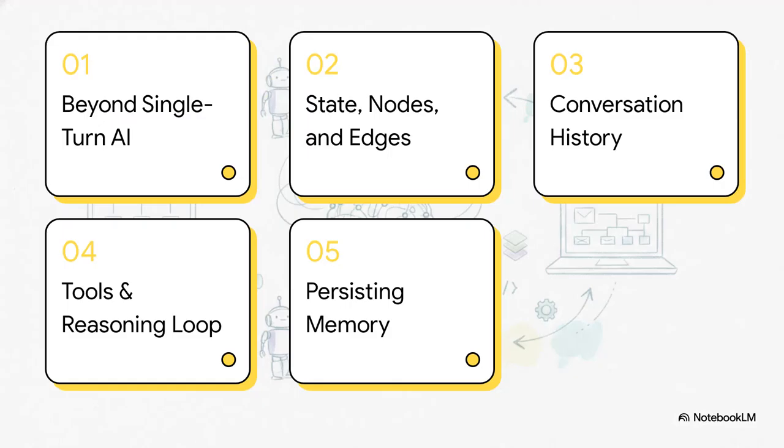So, here's our roadmap for today. First, we'll look at moving beyond single-turn AI. Then, we'll dive into the core primitives: state, nodes, and edges. Third, we'll tackle managing conversation history. Fourth, we'll unpack tools and the reasoning loop. And finally, we'll wrap up with persisting long-term memory.